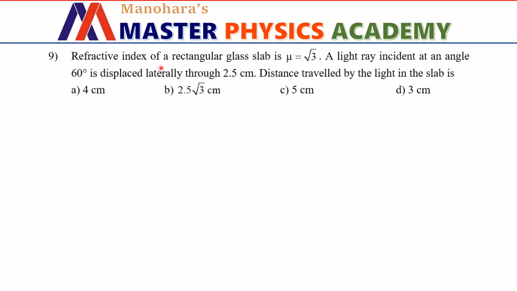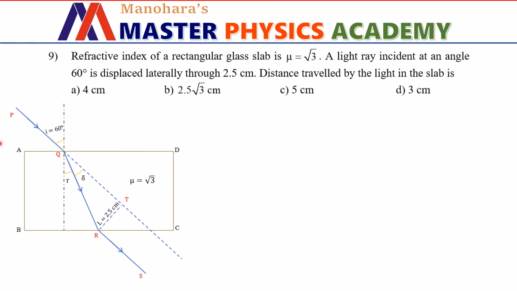Refractive index of a rectangular glass slab is mu equals root 3. A light ray incident at an angle 60 degree is displaced laterally through 2.5 centimeter. Distance traveled by the light in this slab is. The given situation is as depicted in this diagram. ABCD is a glass slab of refractive index mu equals root 3. An incident ray PQ is incident at an angle of incidence equal to 60 degree.